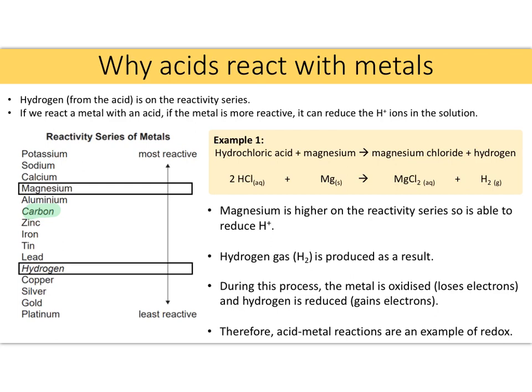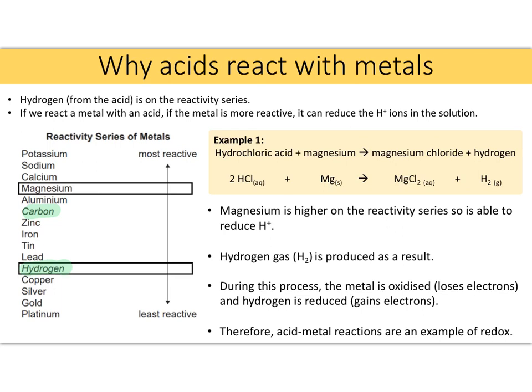But you'll also notice on the reactivity series is hydrogen. When they're writing hydrogen here, they're really talking about hydrogen in the sense of H+ ions, in the sense of an acid. So if we're reacting a metal with an acid, we're still going to consider the reactivity series. Hydrogen from an acid is on the reactivity series, and if the metal's more reactive, one of the things it can do is reduce the H+ ions in the solution. So we've got to just remind ourselves about those H+ ions.